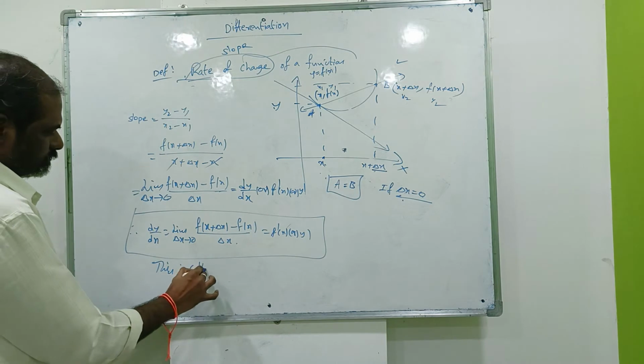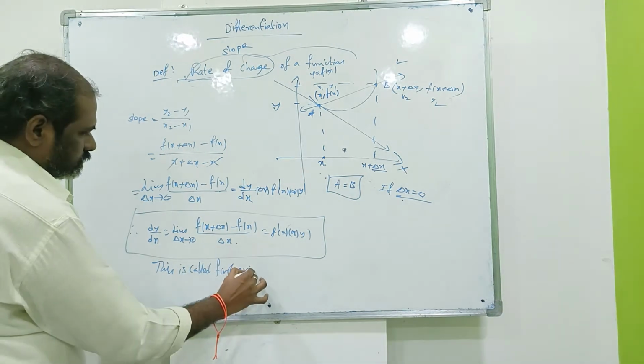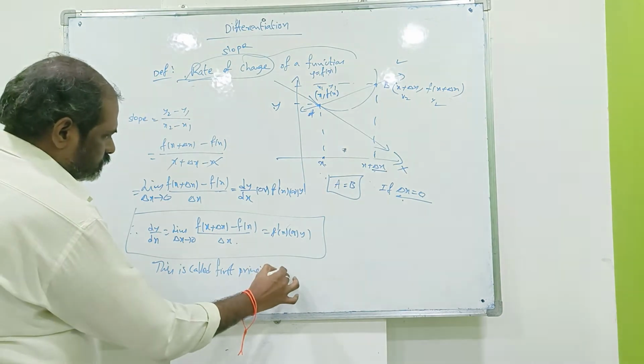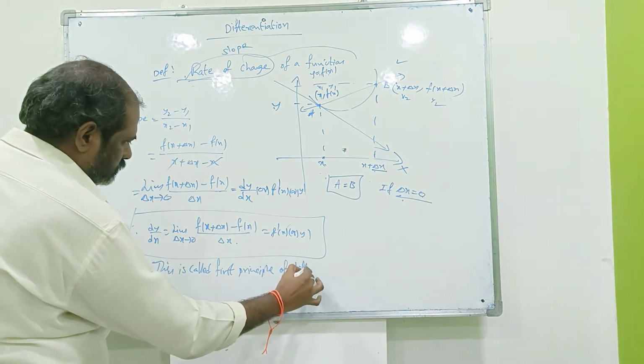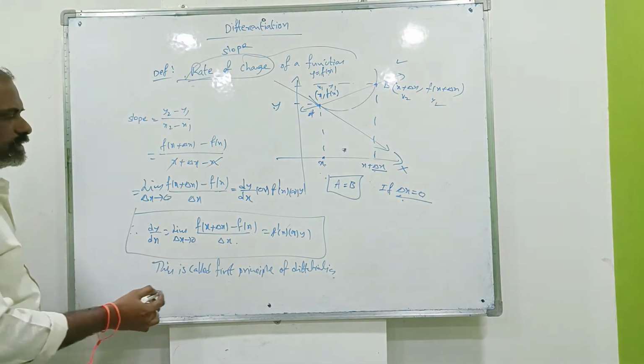This is called first principle of differentiation. So how to get the dy by dx?